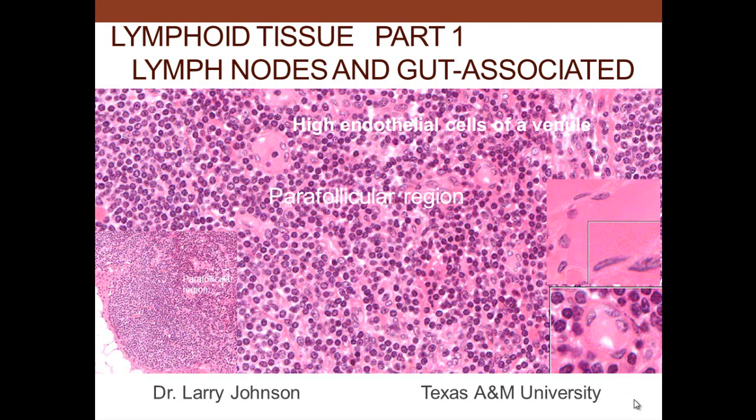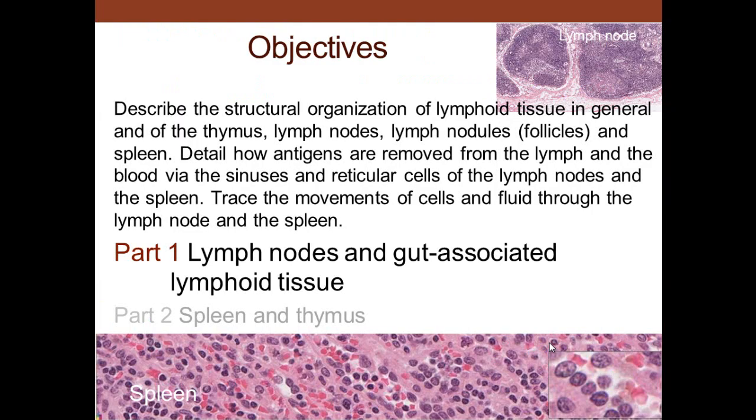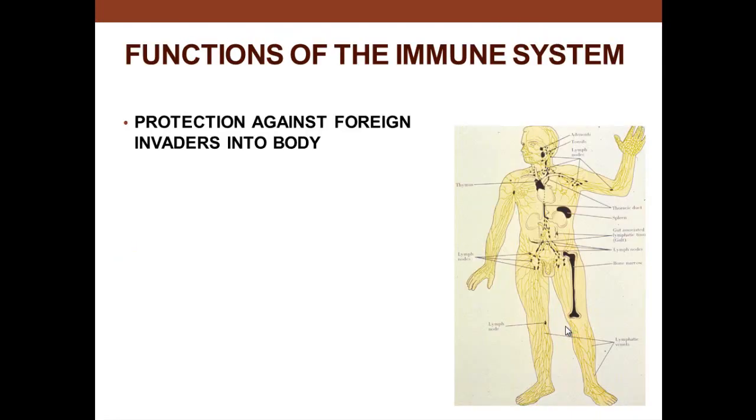Lymphoidal tissue, part one. Lymph nodes and gut-associated lymphoidal tissue. Our objectives are to describe the organization of lymphoidal tissue in general, the different organs that are involved, details of how the antigens are removed from the lymph and the blood, and trace the movement of cells and fluid through the lymph node and spleen. Part one has to do with lymph nodes and gut-associated lymphoidal tissue. Part two will be spleen and thymus.